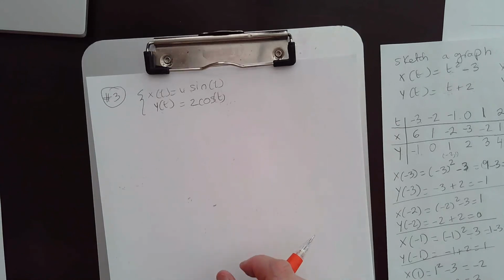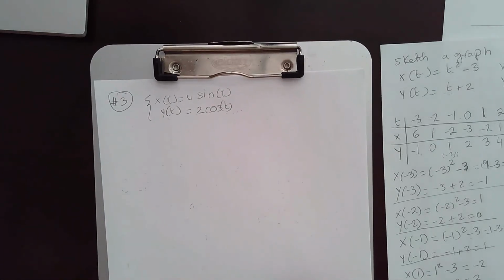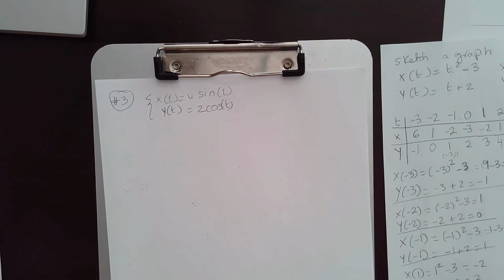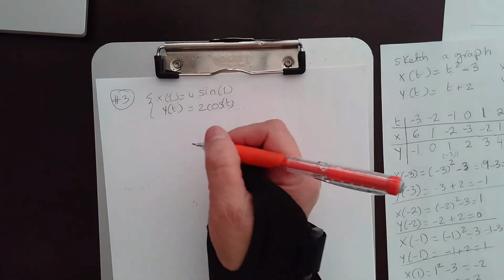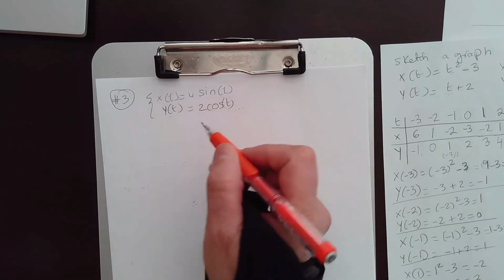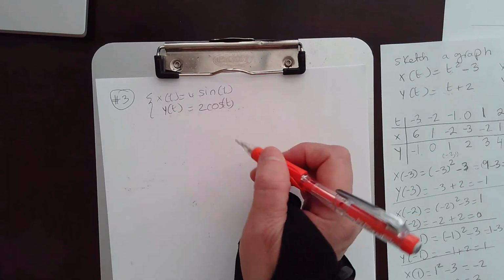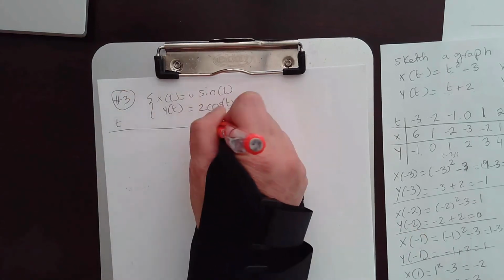Okay, everybody, so I found a problem from the book that I like, that's number 3. They're asking us to match it to a graph. We can do that a little bit later on, but first I really would like us to actually graph it ourselves. So as you can see, you have parametric equations, x equals 4 sine t, y equals 2 cosine t. So let's go ahead and graph this.